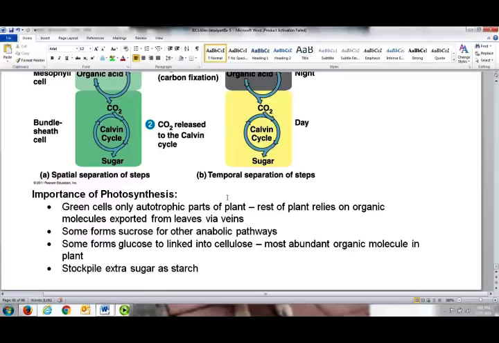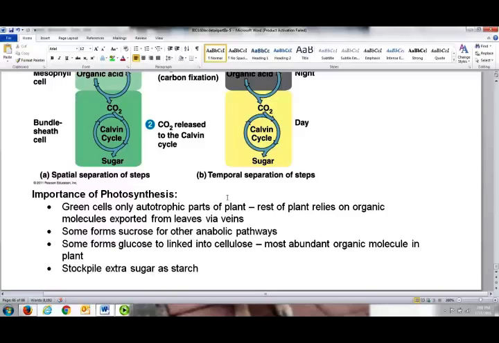It's only the green cells of the autotrophic parts of the plants. The rest of the plant has to rely on organic molecules being exported from the leaves via the veins. So if you pull all the leaves off of a plant in the summer, it's not going to be able to generate any sugars.